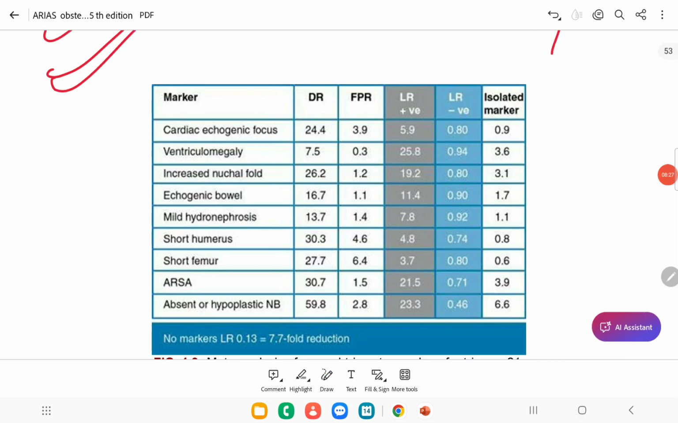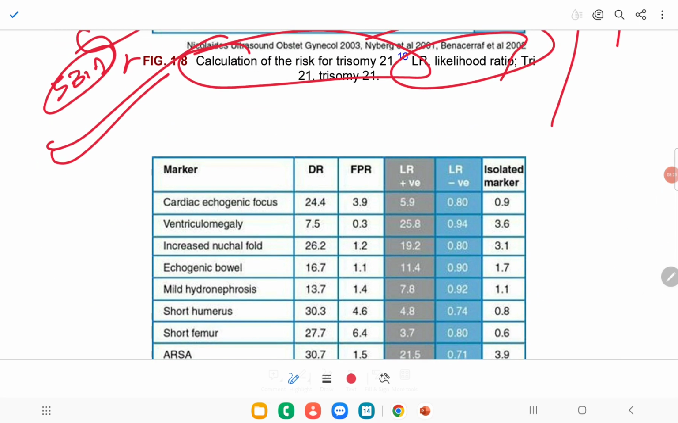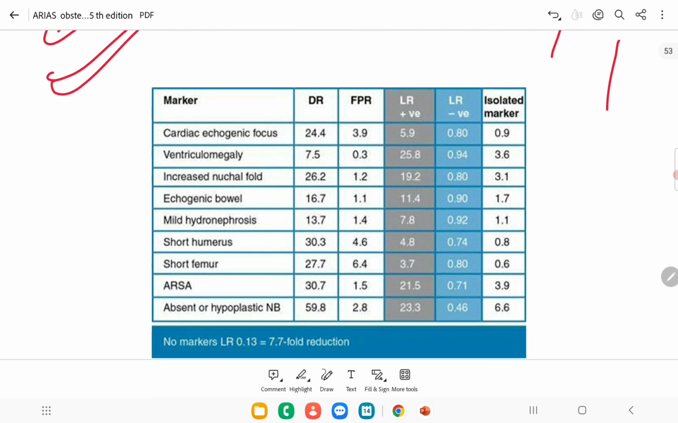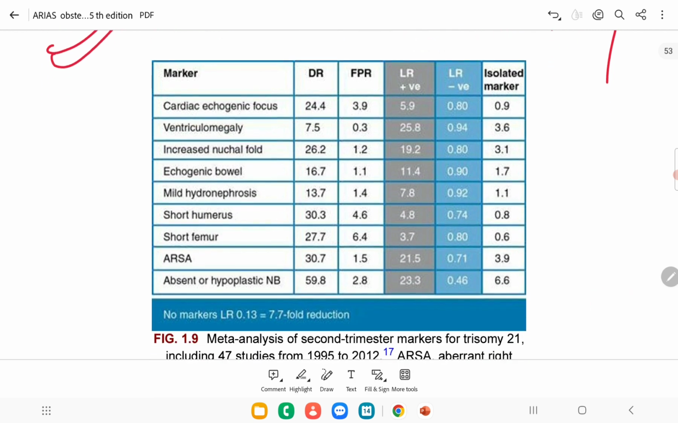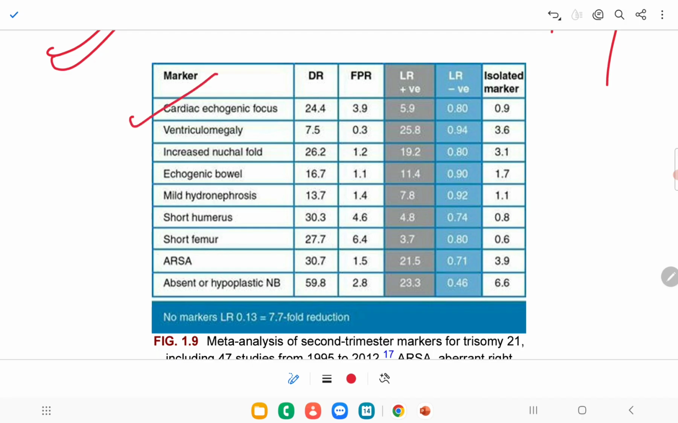Again I tell you: echogenic cardiac focus, ventriculomegaly, increased nuchal fold, echogenic bowel, mild hydronephrosis, short humerus, short femur, aberrant right subclavian artery, absent or hypoplastic nasal bone. So very important.